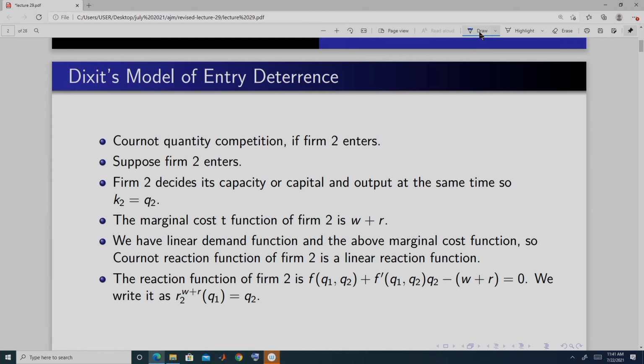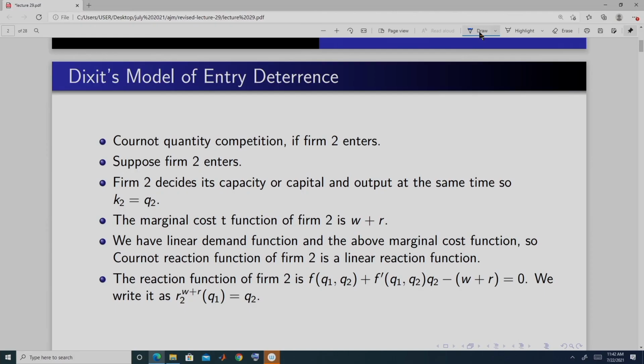Today we are going to solve this problem, assuming a general downward sloping demand curve. Suppose we assume that firm 2 enters.